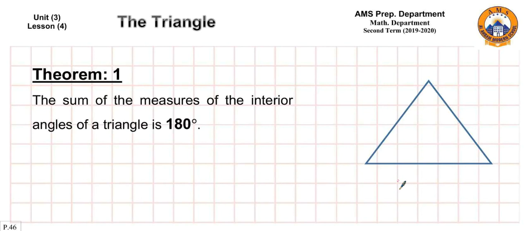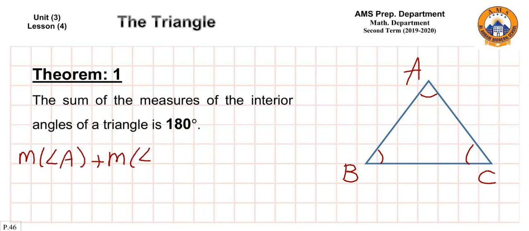Theorem number 1. The sum of the measures of the interior angles of a triangle is 180. So, in this triangle ABC, we have three interior angles. The sum of them equals 180. So we will write them as follows: measure of angle A plus measure of angle B plus measure of angle C equals 180 degrees.